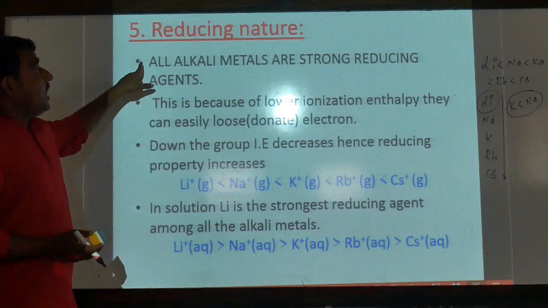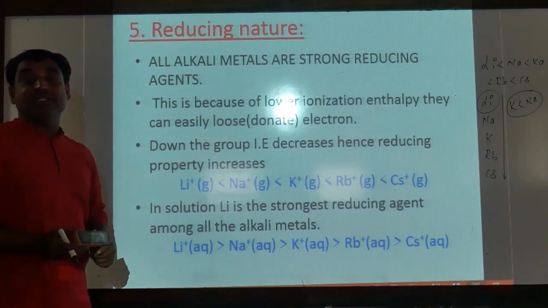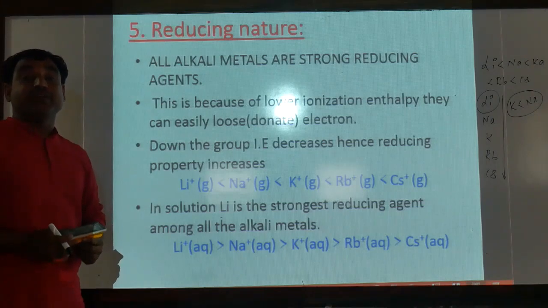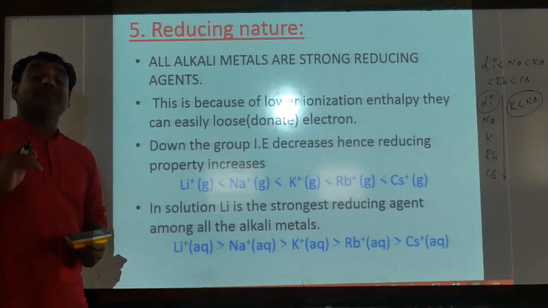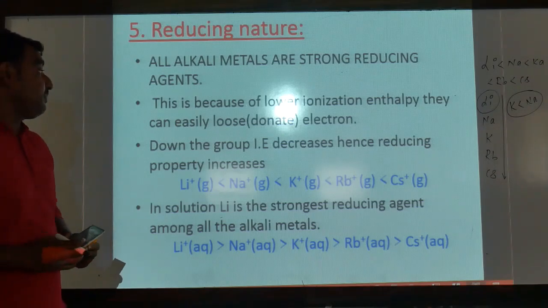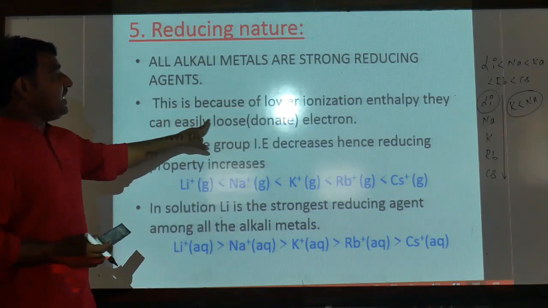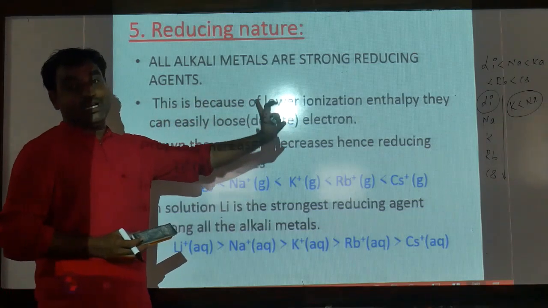All alkali metals are strong reducing agents, because those will lose the electron easily because of the low ionization energy. This is because of low ionization enthalpy, they can easily lose or donate the electron.